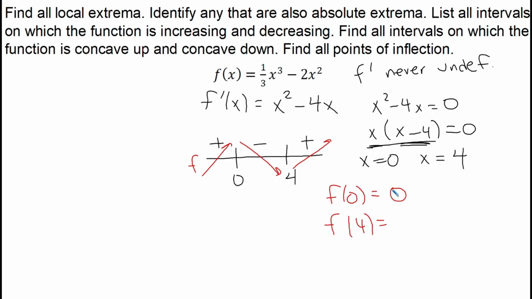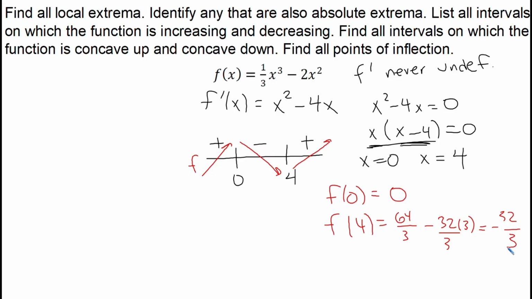F of 4 is going to be 4 cubed, which is 64, over 3. And then 64 thirds minus, well, 4 squared is 16 times 2 is 32. And if I get a common denominator on that, I'm going to do 64 thirds minus 96 thirds, and 64 thirds minus 96 thirds is just going to be negative 32 thirds. So there's our local max and our local min. We'll come back and write those all at the end.